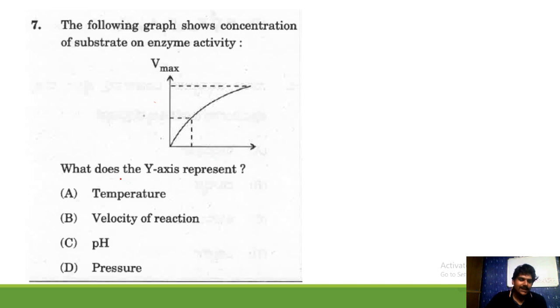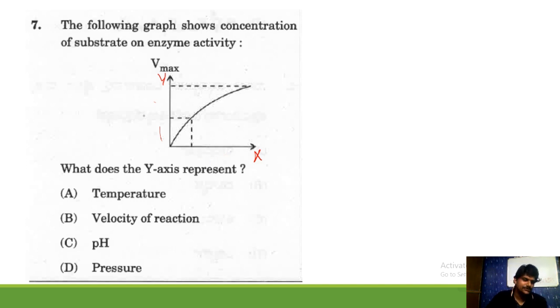So we have to find, just a direct question, what does the y axis stand for or represent. We just have to look at it. This is the x axis and this is the y axis. Okay, fine. Now we simply have to know what the substrate concentration is.